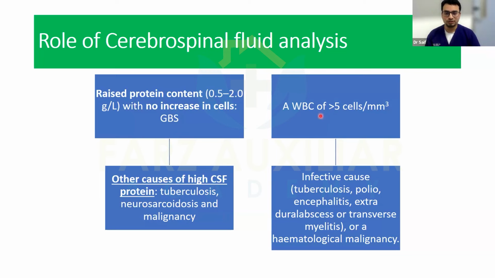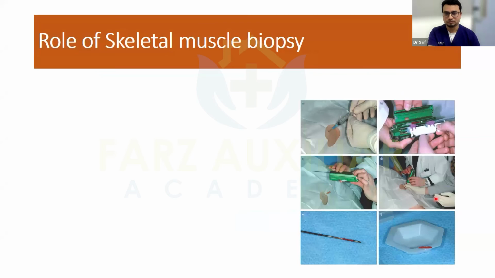A WBC of more than 5 cells per millimeter cube is abnormal and it should raise the suspicion of infective causes. And later you can do the meningitic panel, the PCR for infective causes. Otherwise, it could also possibly be related to hematological malignancy like leukemia, T cell leukemia, or B cell leukemia. What is the role of skeletal muscle biopsy in ICU?